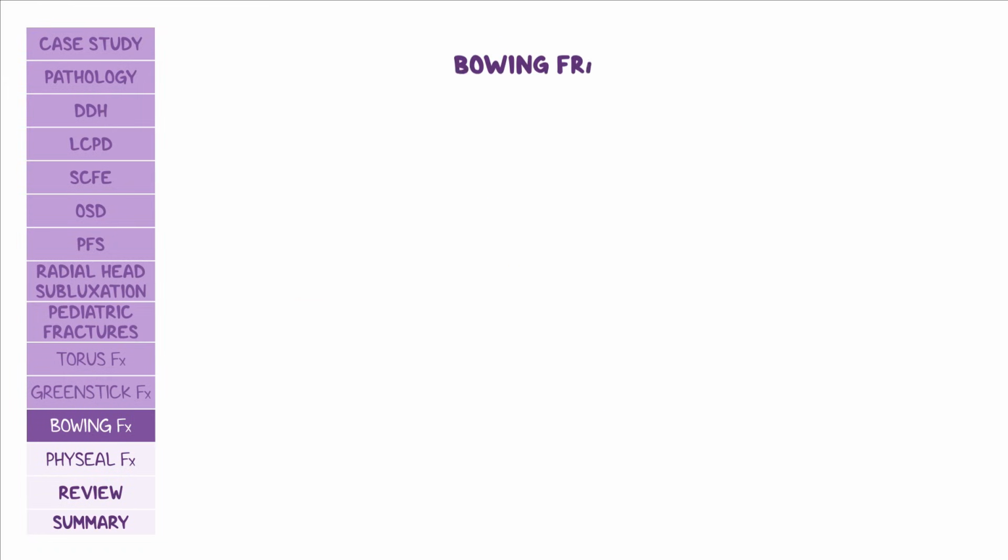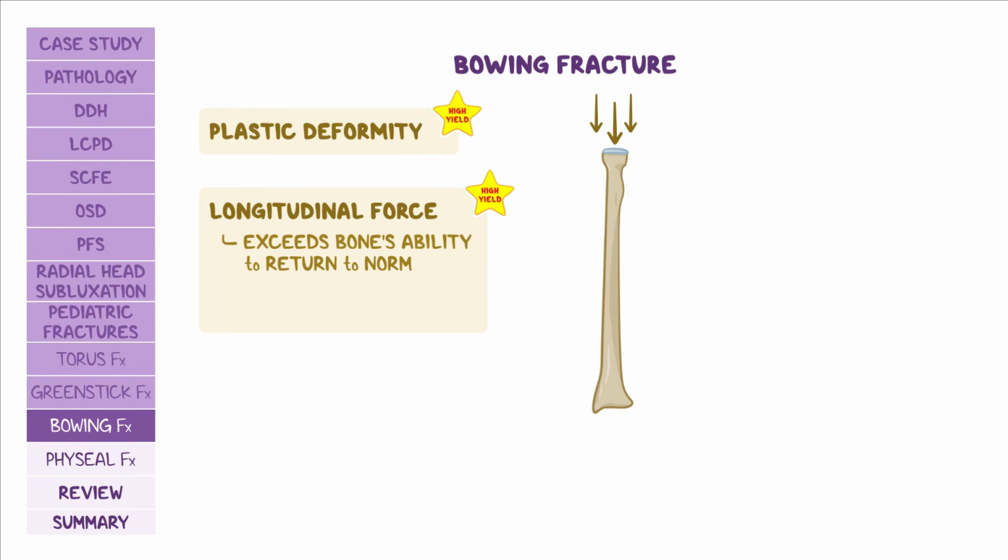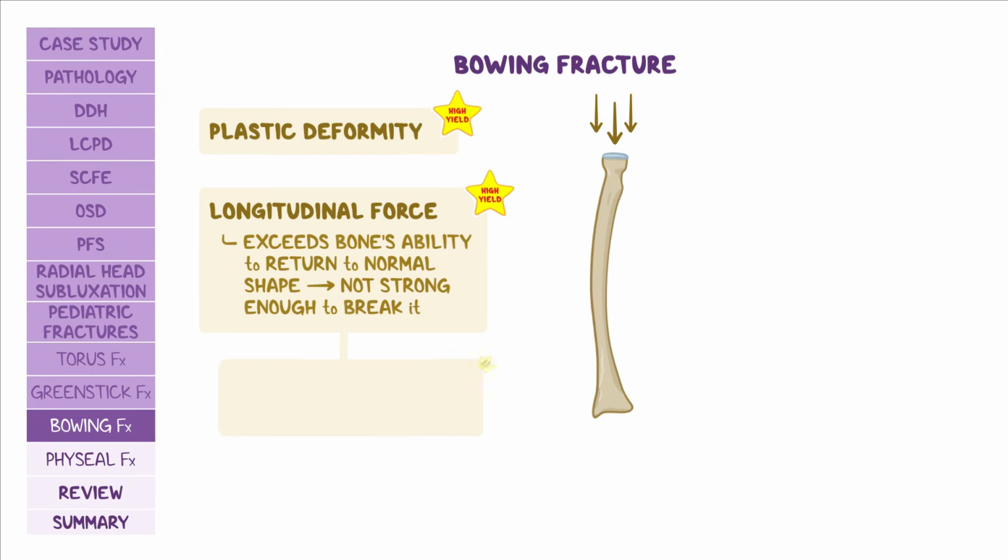Finally, we have bowing fracture, also known as plastic deformity. This occurs when the bone shaft is exposed to a longitudinal force that exceeds the bone's ability to return to its normal shape, but is not strong enough to break it. This causes the bone to bend and assume a more curved or bowed shape.